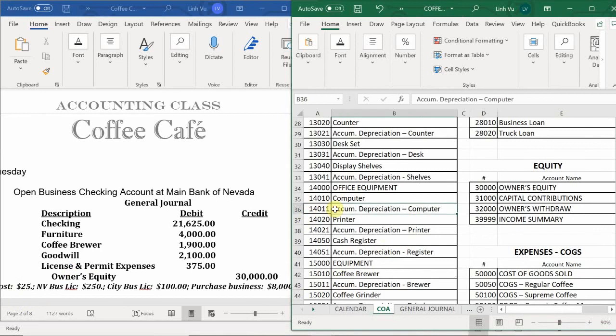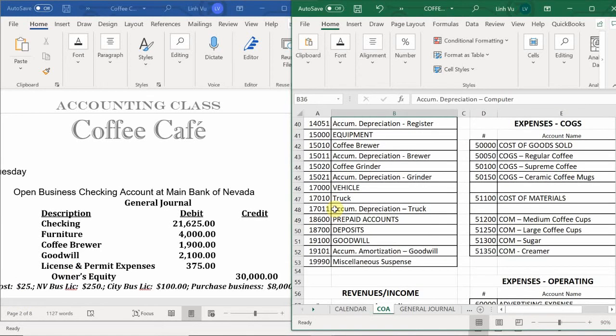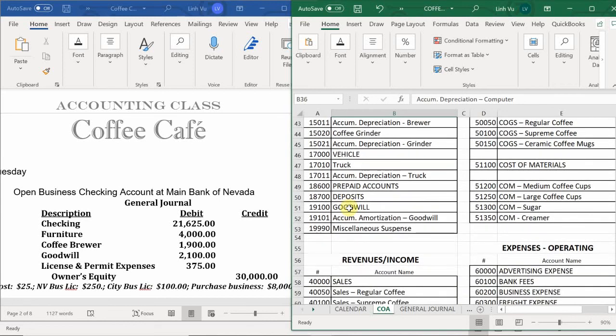Goodwill is going to be considered an intangible asset because, when you buy a business name, can you actually physically touch a business name? No. But we own it, right? Yes, we own the business name. So in this case, that's going to be considered an intangible asset. Do we actually have an account called goodwill? Yes, we do. 19,100.